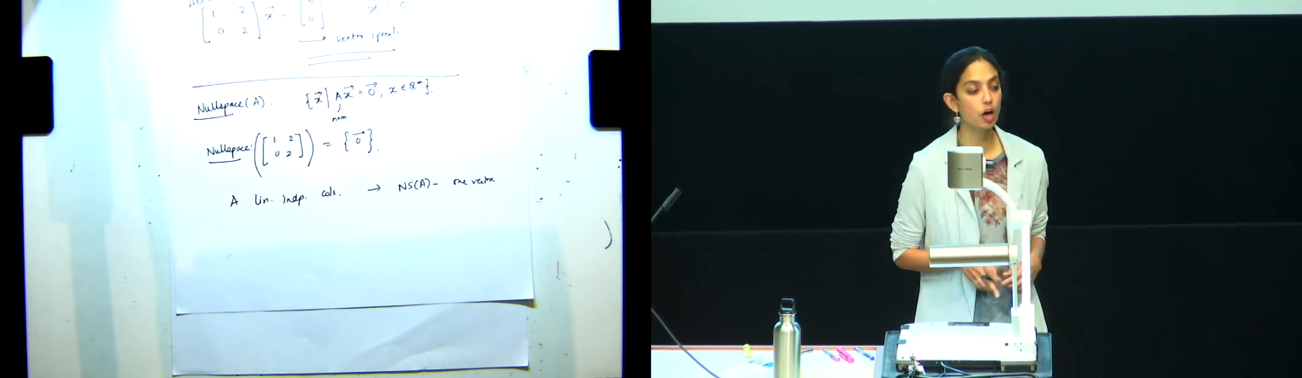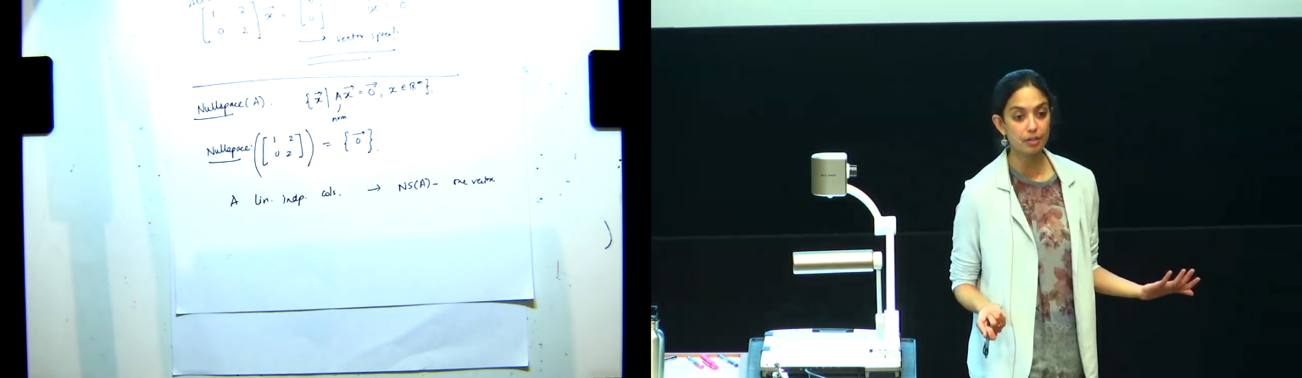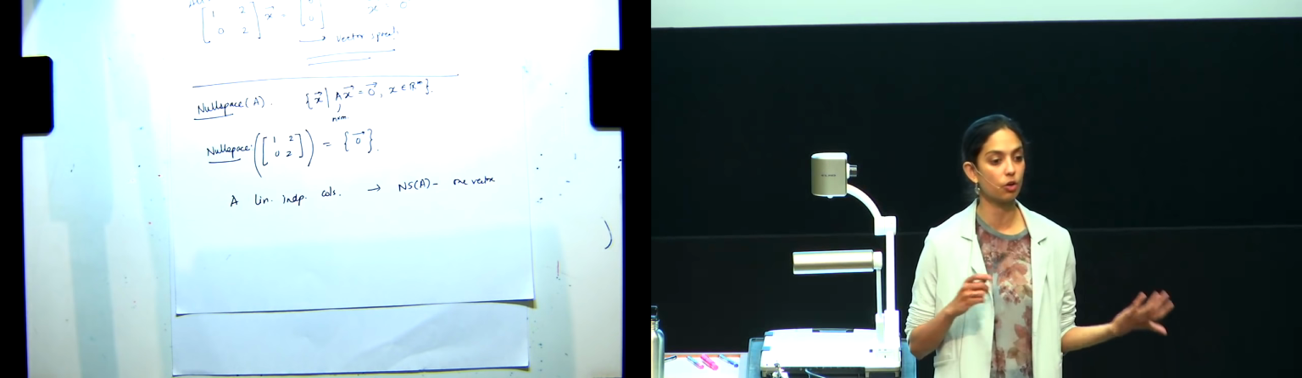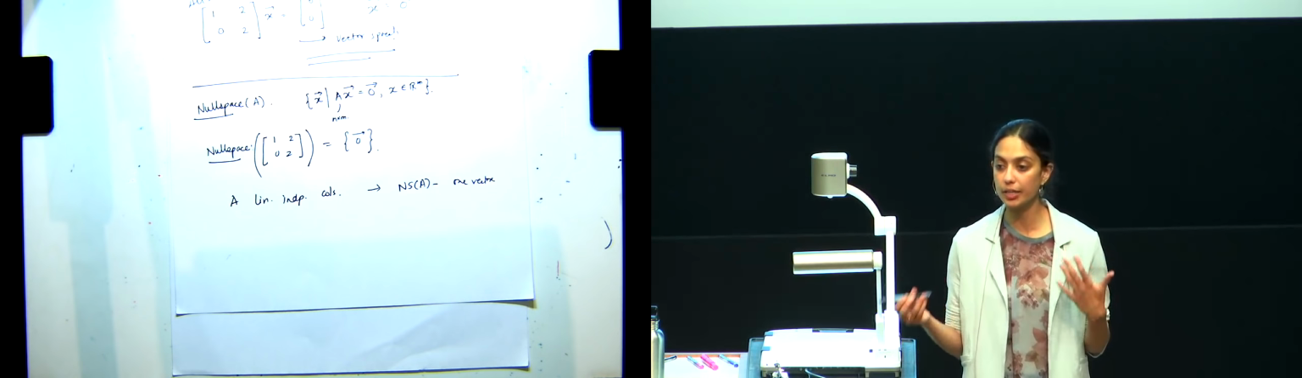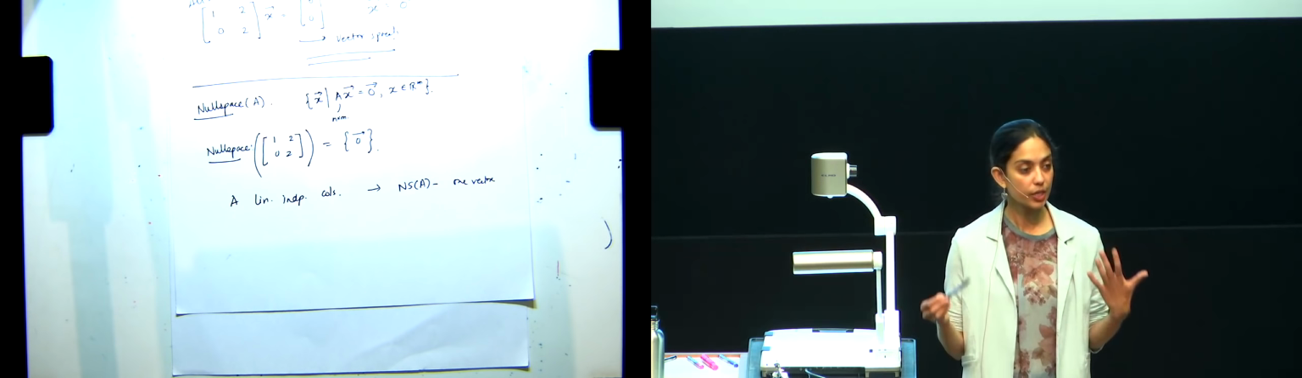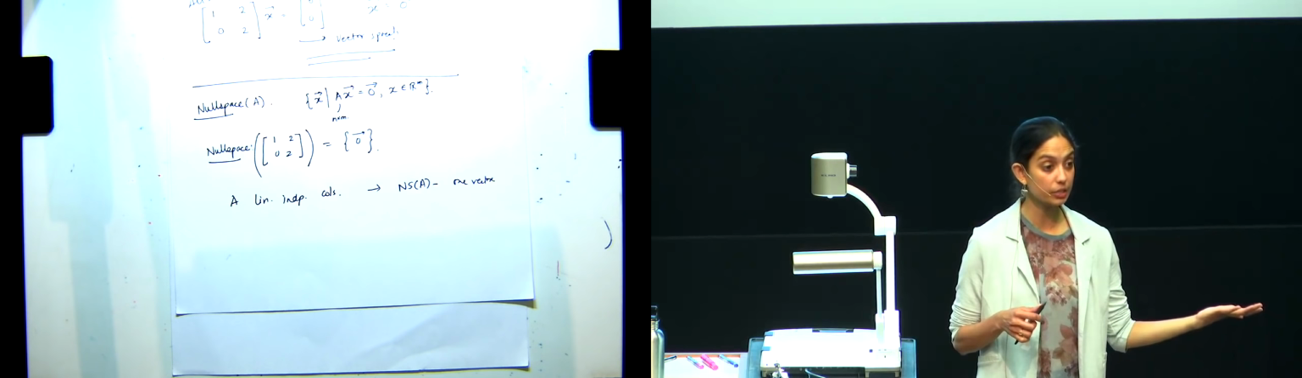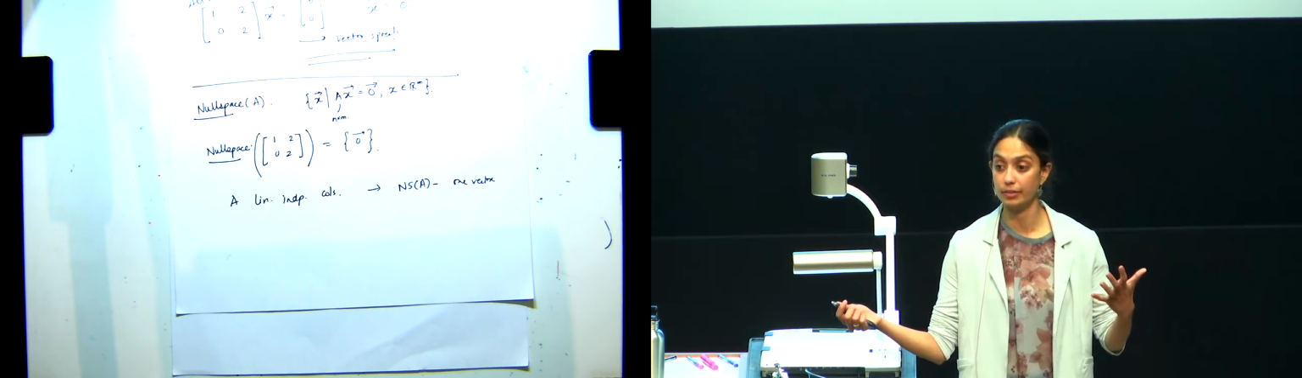But what about if the columns of A are linearly dependent? Remember last time we talked about how sometimes A is invertible, sometimes A is not invertible. And how did we decide whether A was invertible or not? We connected it through whether the columns of A were linearly dependent or linearly independent.